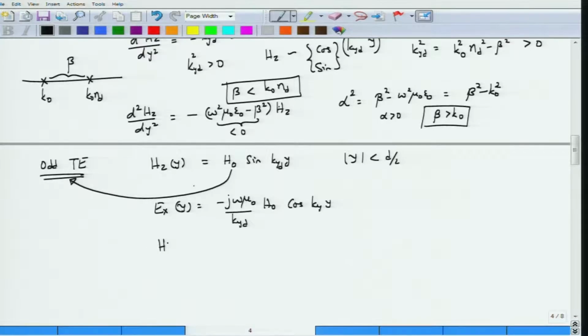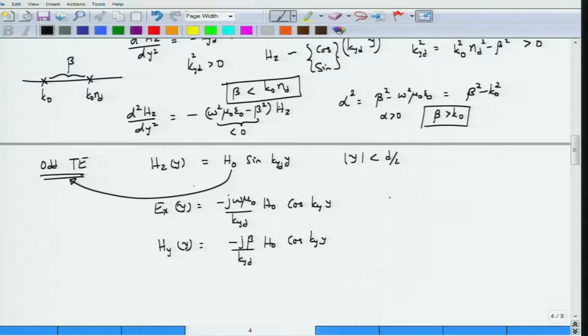Similarly, you can show that Hy of y will be equal to minus j beta divided by ky d H0 cos ky y. Okay, so these are the solutions for Ex and Hy. We also know the solution for Hz. Now we can actually apply the appropriate boundary conditions. We can write the equations for the air region as well.